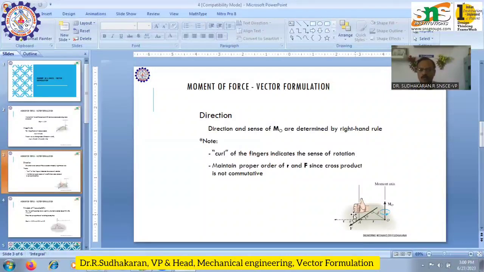Now, how do we apply the right hand rule? The curl of the fingers indicates the sense of rotation. Maintain the proper order of R and F, since the cross product is not commutative. You have to write R cross F correctly, because F cross R and R cross F are different. So you have to write R cross F correctly.